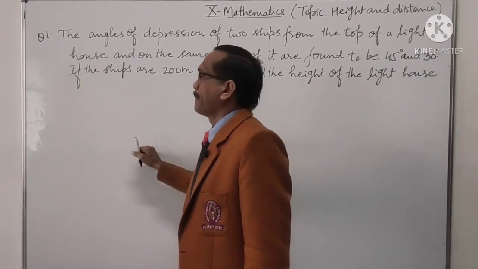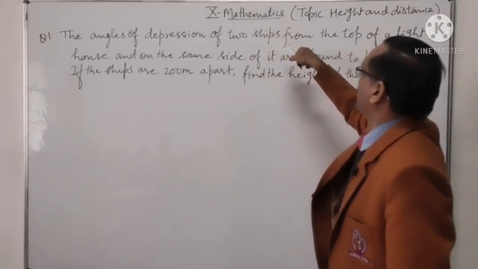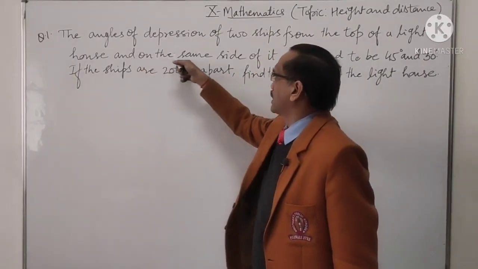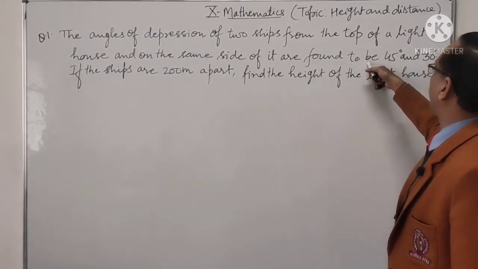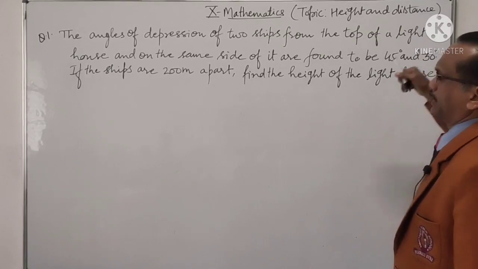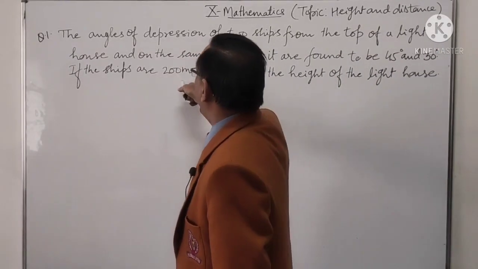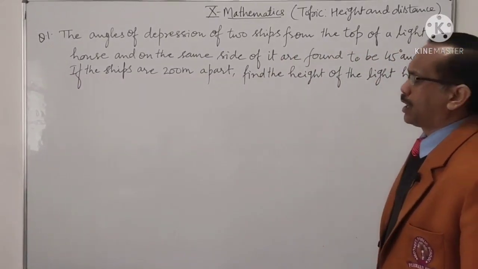Question number 1. The angles of depression of two ships from the top of a lighthouse, on the same side of it, are found to be 45 degrees and 30 degrees. If the ships are 200 meters apart, find the height of the lighthouse.